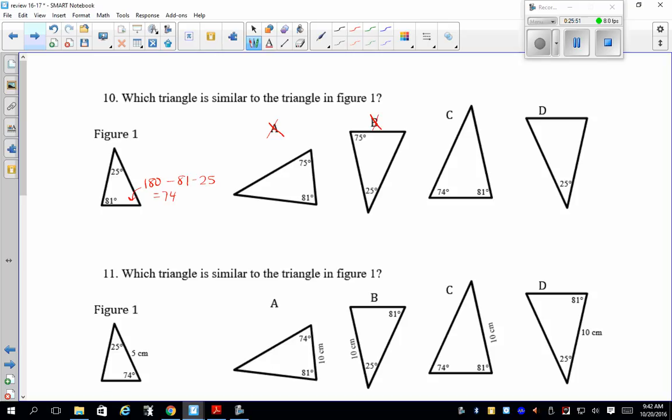Part C has a 74 and 81, which means if I subtracted from 180, I would get 25 also at the top. So those are going to be similar. D only has one angle, which is not enough information. So your choice here is going to be C.